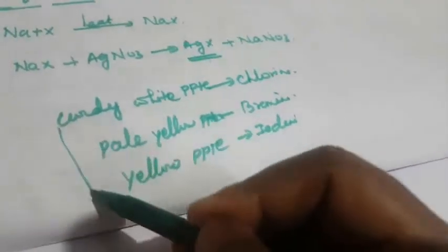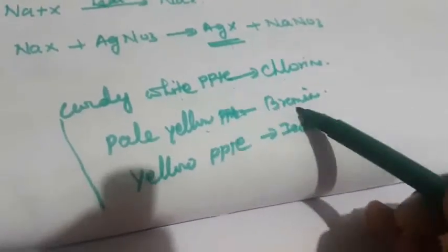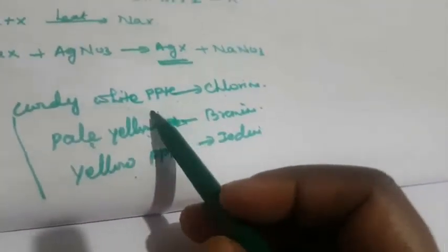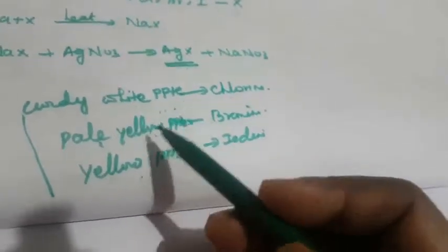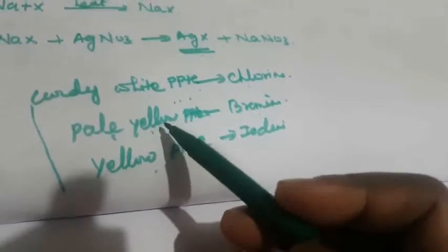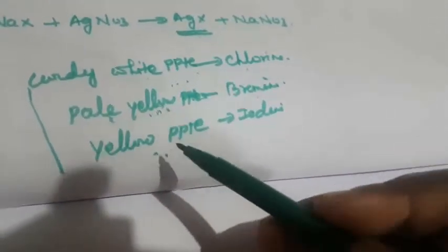Pale yellow precipitate, so that is curdy white. Important question, 1 mark question. According to the color, to identify the compound: white precipitate means chlorine, pale yellow precipitate means bromine. Here the curdy white precipitate is soluble in ammonia solution. The pale yellow precipitate is sparingly or partly soluble in ammonia.